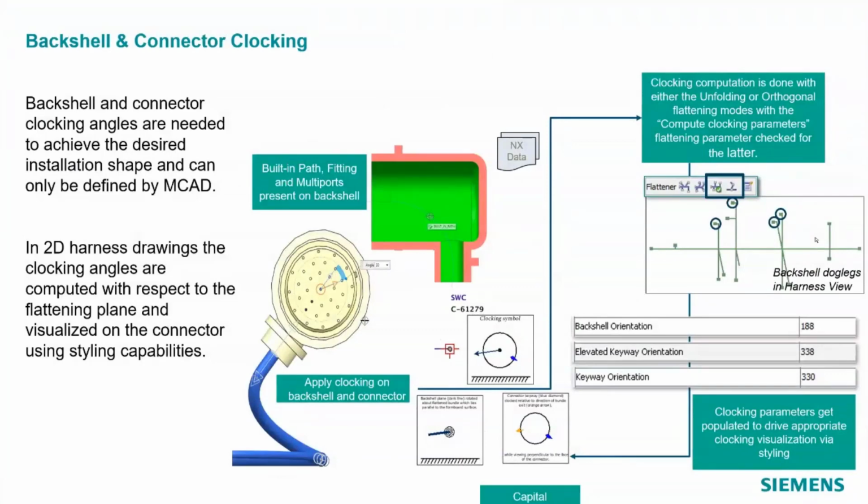In 2D harness drawings, the clocking angles are computed with respect to the flattening plane and visualized on the connector using styling capabilities. The clocking computation is done with either unfolding flattening or orthogonal flattening methods. When orthogonal flattening is used, the harness is still unfolded using the unfolding algorithm to track clocking angles, but then laid out using the orthogonal pattern.